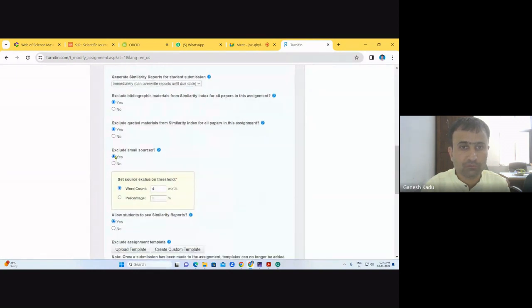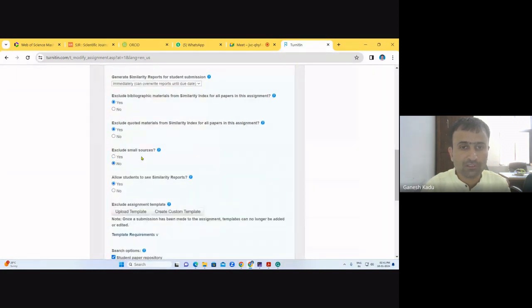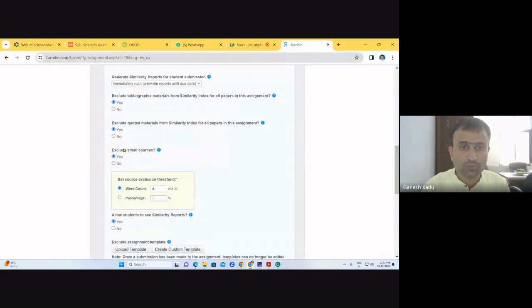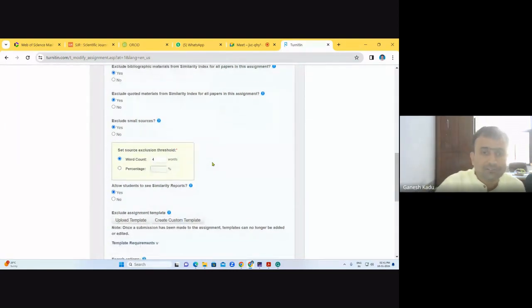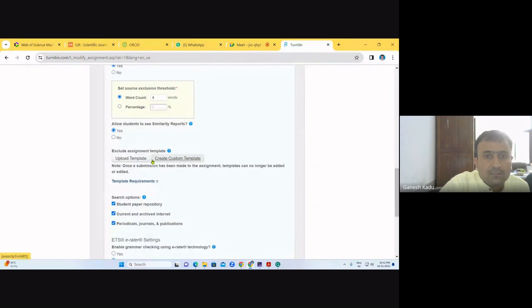If you say yes, exclude small sources, then you will have to provide the word count. So if there are four consecutive words, that is your threshold. Above 4 words only it will show some similarity, else it will not. Okay, so this is what it means.